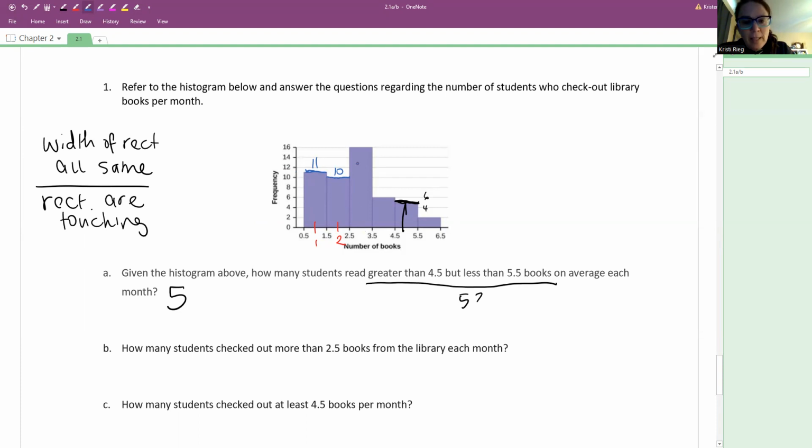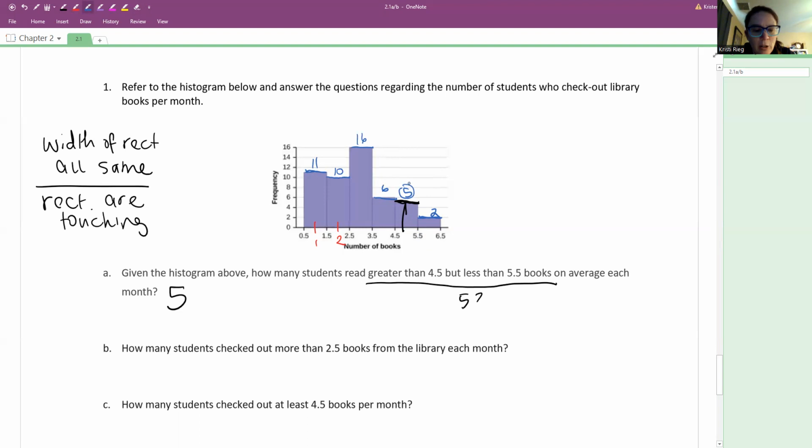All right, this next rectangle goes all the way up to the top, which is 16. And then 6. We already said that was 5. And finally, this last one is on that line, so it's a 2. I'm going to erase the black numbers here just so we don't get them mixed up with something else. Okay, so how many people read 5 books? That would be those 5 people right there.